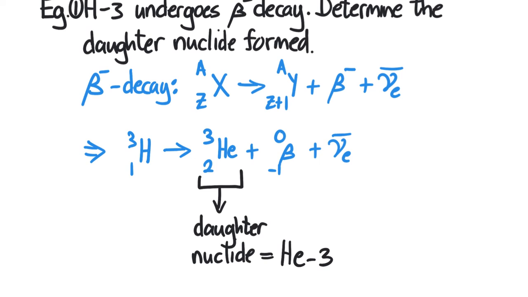So the daughter nuclide that is formed is going to be helium-3, with atomic number 2, and that's because when you have 2 protons in the nucleus of an element, that element becomes helium, because helium is number 2 on the periodic table, and so the daughter nuclide is the isotope helium-3.